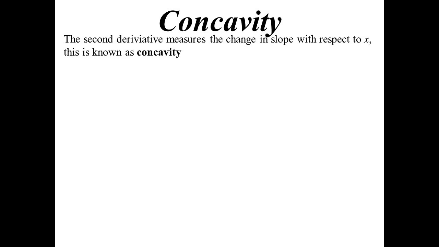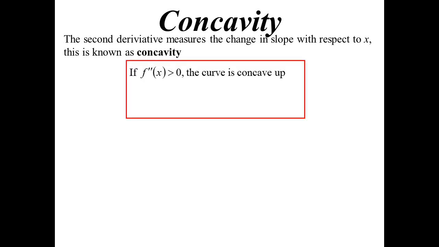So when we talk about a graph, we talk about the rate of change of the slope. Now that's what we call concavity. So concavity measures the rate of change of the slope. So if our second derivative, which is measuring concavity, is greater than 0, the curve ends up being concave up. Because what we're saying is the rate of change is positive, so the slope is getting more positive.